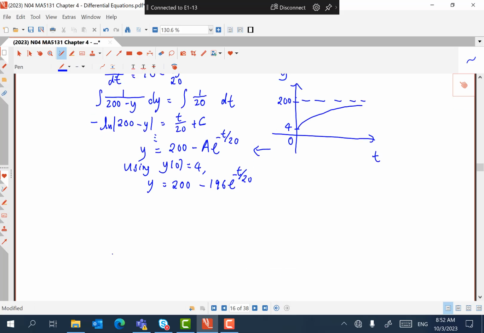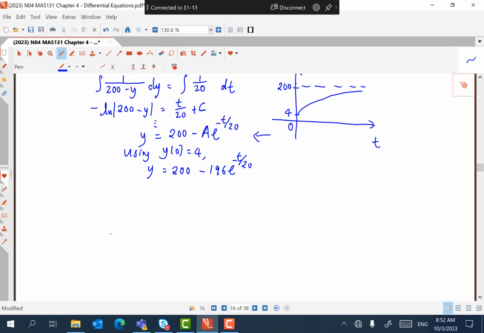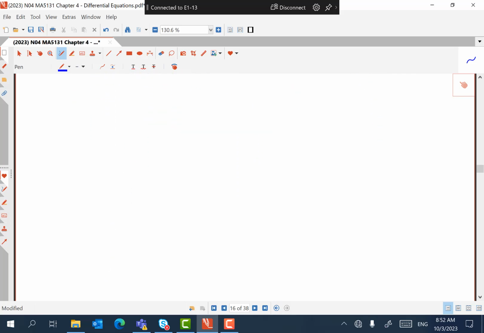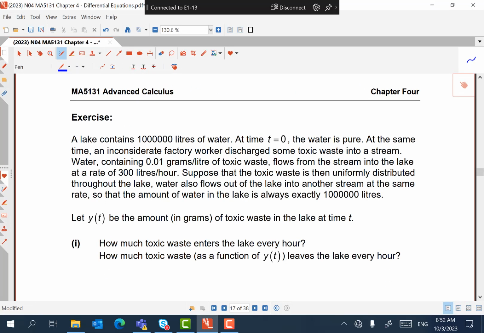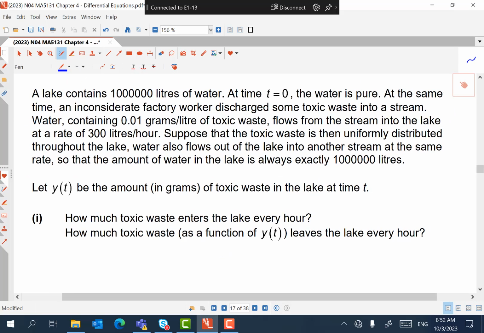Okay, with this in mind, anything to ask? Okay. Okay, the next question about the lake. You want to try this question now?